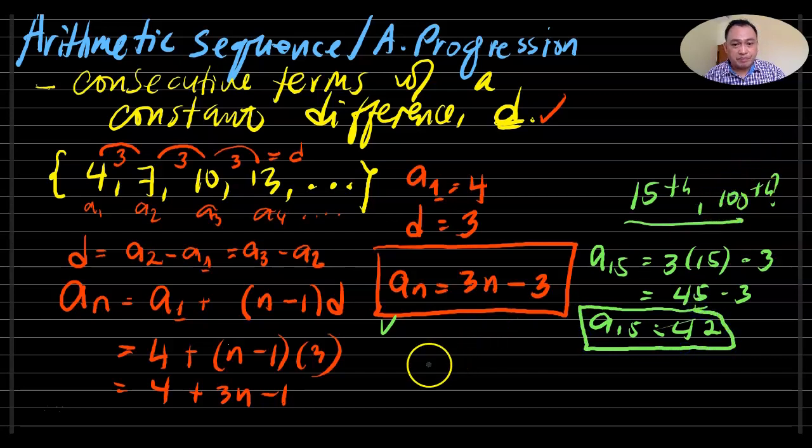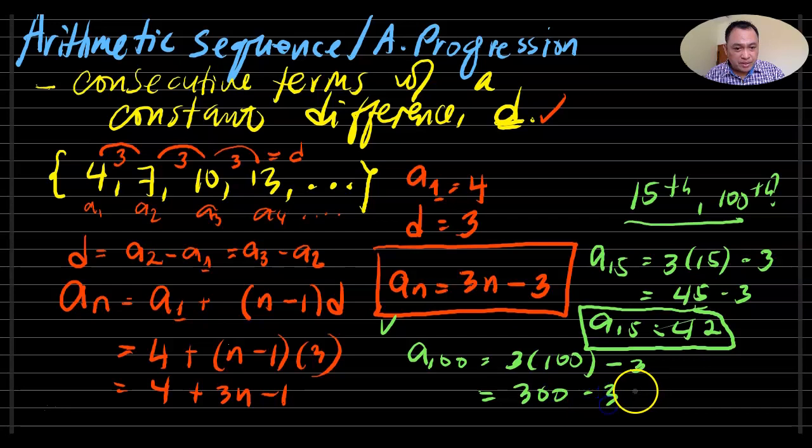What about the 100th term? A100 is equal to 3 times 100, that's going to be 300 plus 1. Yeah, there you go. It's going to give you 301. Okay, so those are the answers.